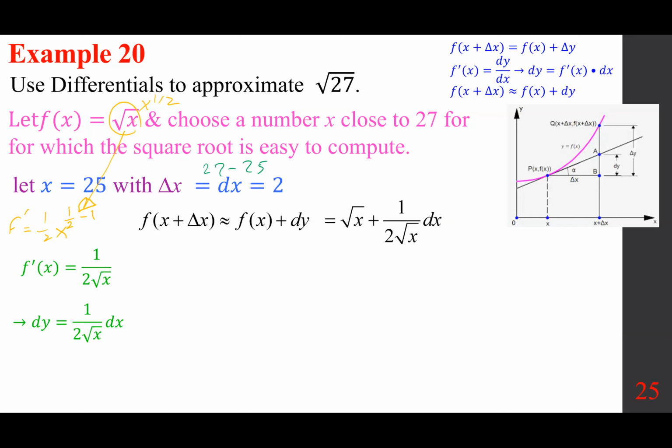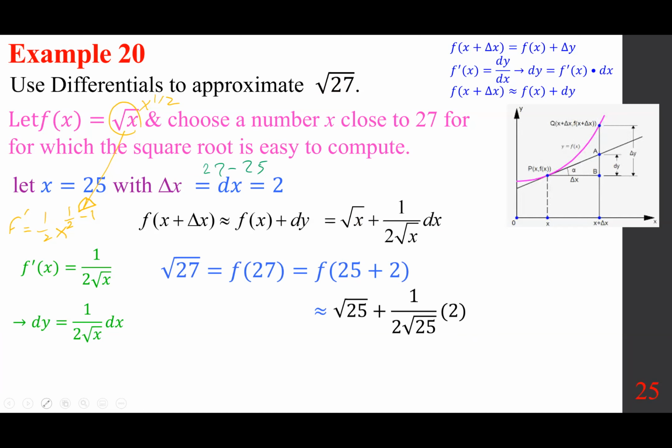What we are interested in is the square root of 27, which means f(27), which means f(25 + 2), where x is replaced with 25 and dx or Δx is replaced with 2. Let's do that.